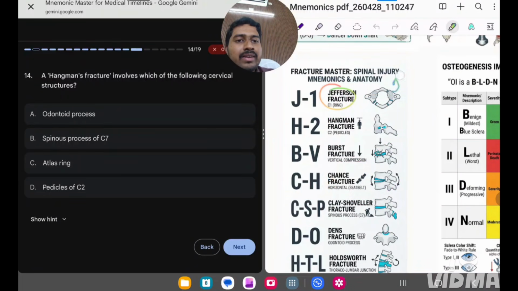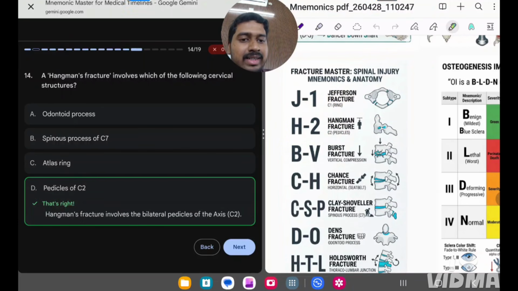Jefferson, remember it as J1. Okay, J1, just like F1 formula, we have J1. So it is Jefferson's. Okay, H2, hangman is for H2. So H2 is pedicles of C2. So that is the answer here. And Chance fracture is CH. Okay, CH is horizontal. So the horizontal fracture of the vertebra. So here the answer is pedicles of C2.